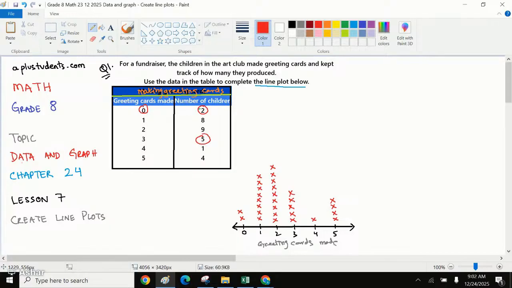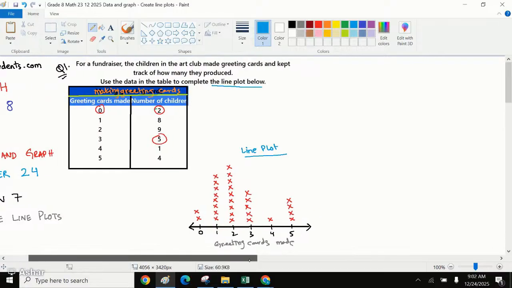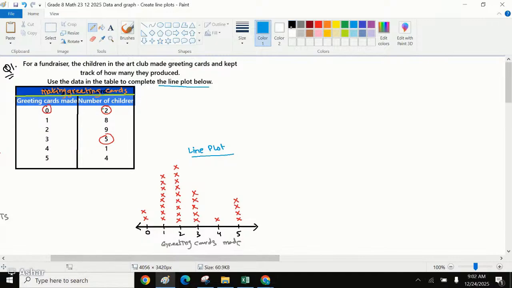So this is the line plot. I'll just give a heading over here. This is the line plot that we just constructed. So this information in the grid has been transformed into this line plot. Or if the line plot is given, we can find the other information for the grid. Okay. Let's try another question.